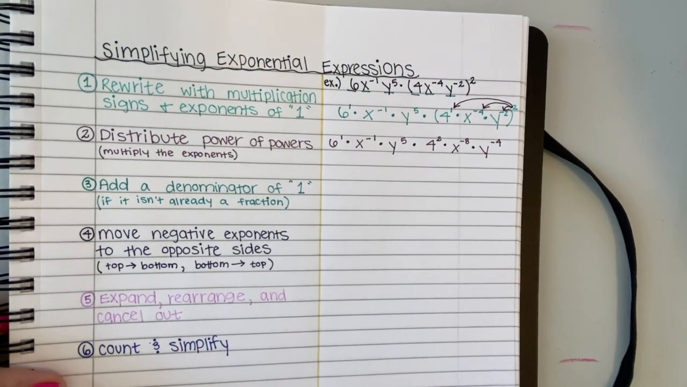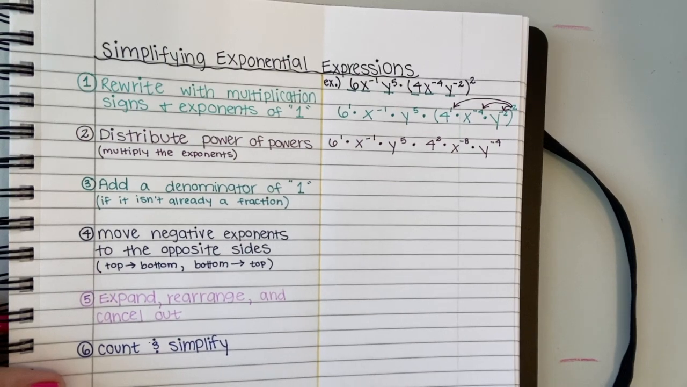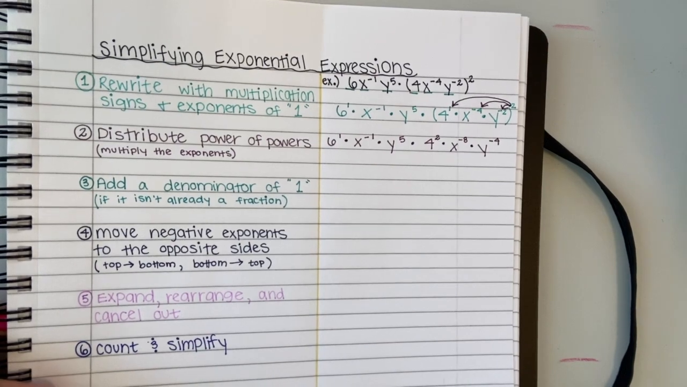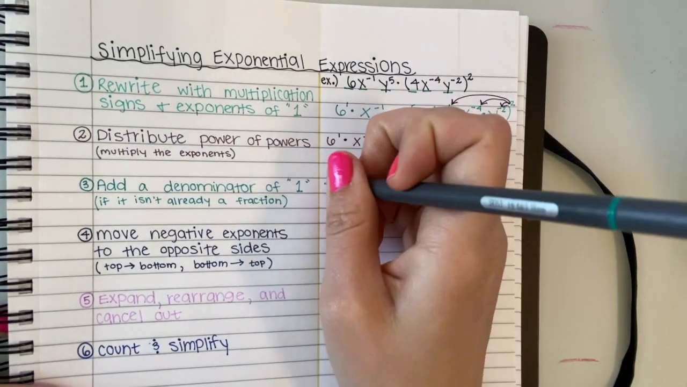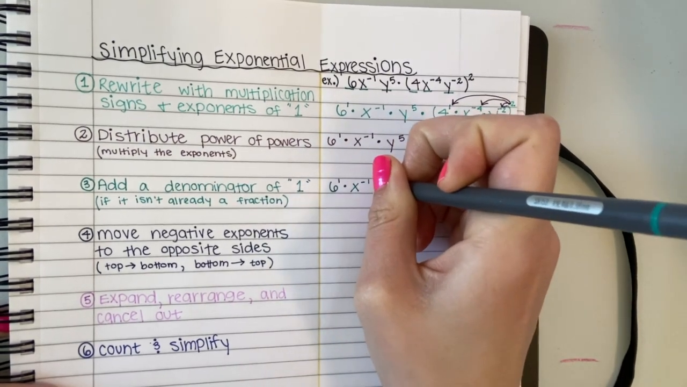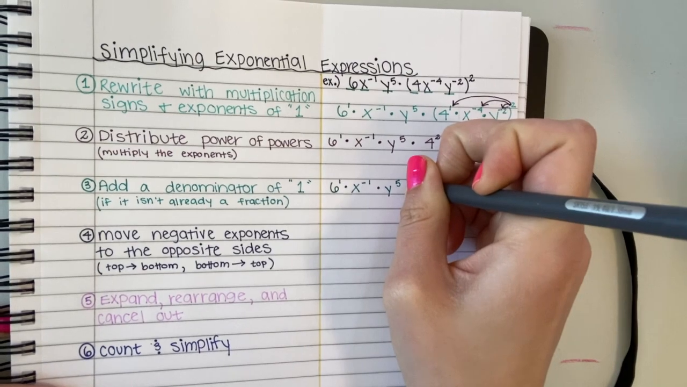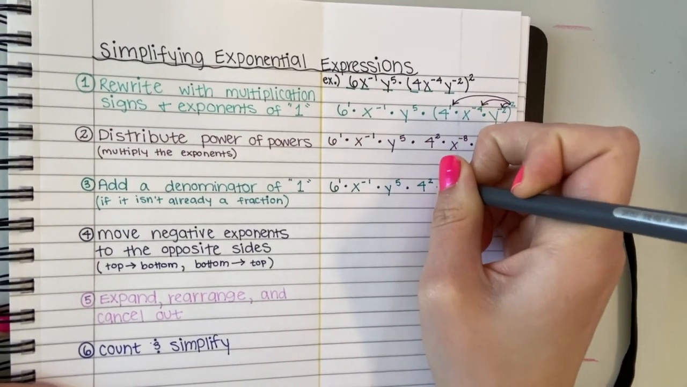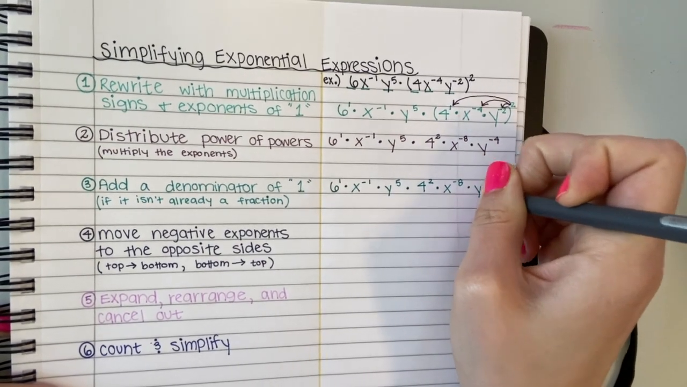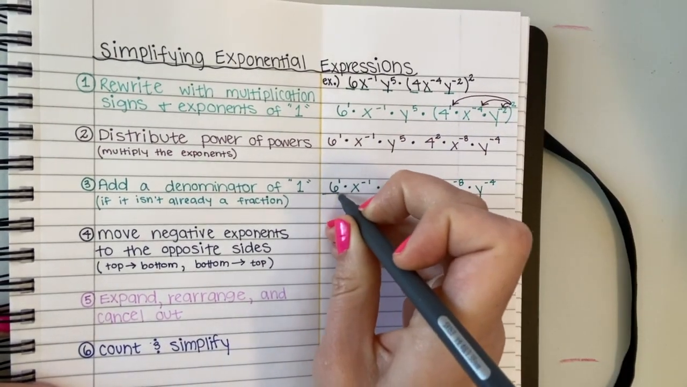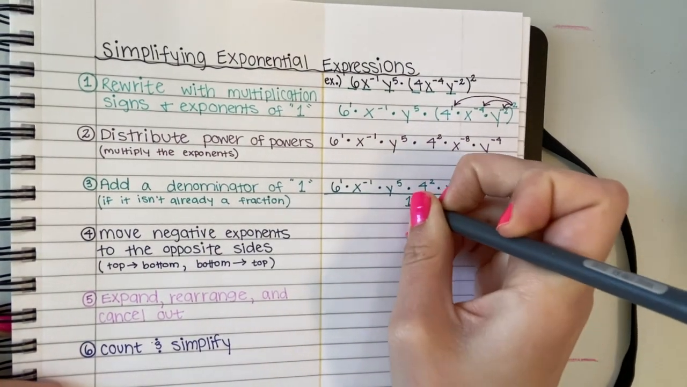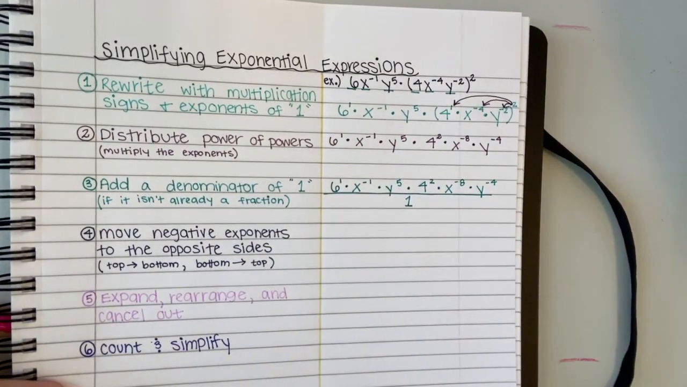My next step is to add a denominator of 1 if the expression isn't already written as a fraction. So what I'm going to do is rewrite this long expression as a fraction. That just means I'm adding a denominator of 1 because that's technically not changing the mathematical expression.